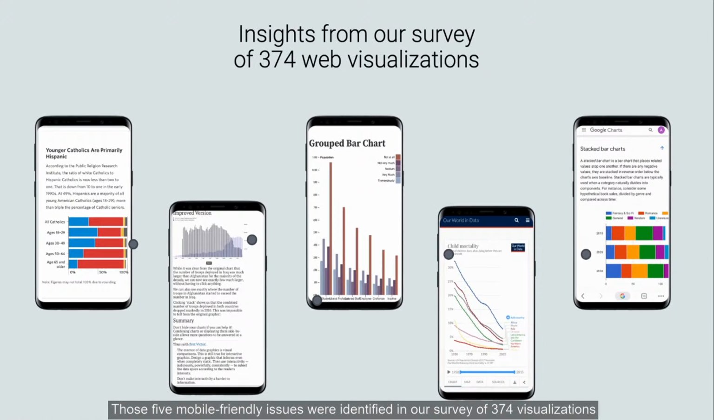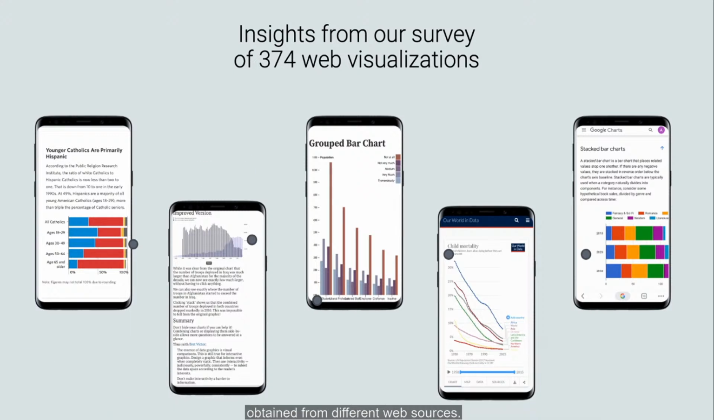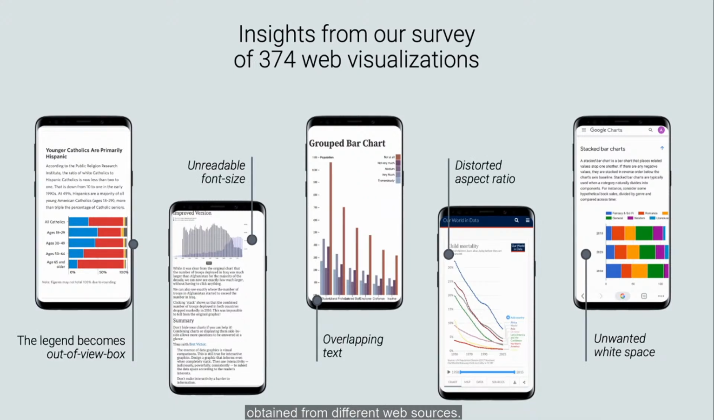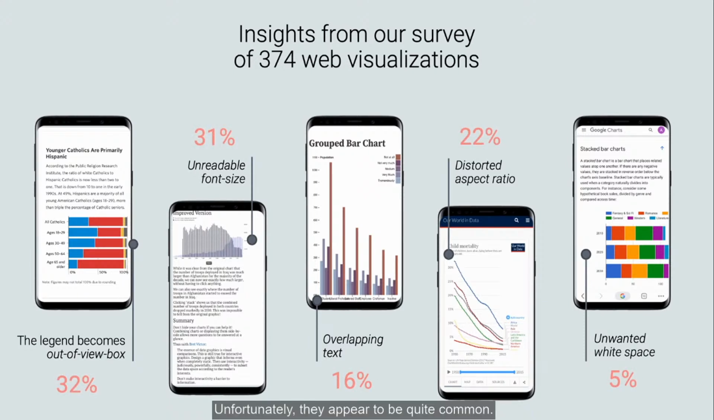Those 5 mobile-friendly issues were identified in our survey of 374 visualizations obtained from different web sources. Unfortunately, they appear to be quite common. The majority of them suffer at least one mobile-friendly issue, which hurts the reading experience. This presents a serious problem because nowadays people are using more mobile devices than desktops for accessing information online.